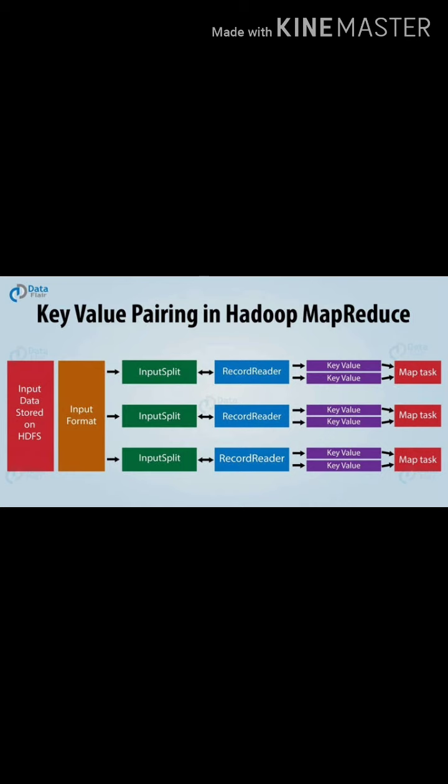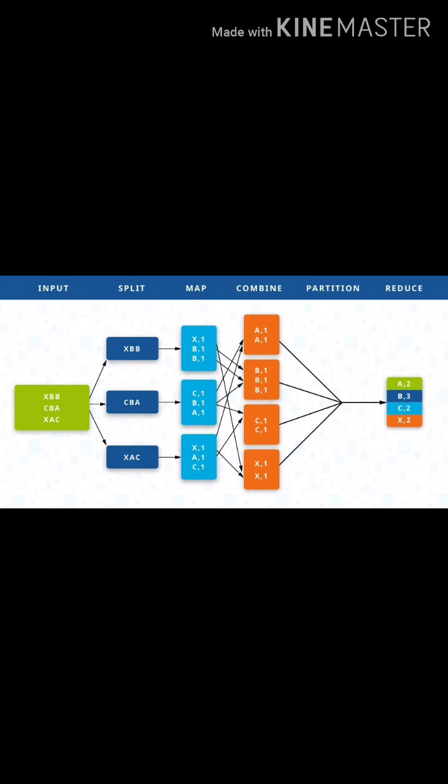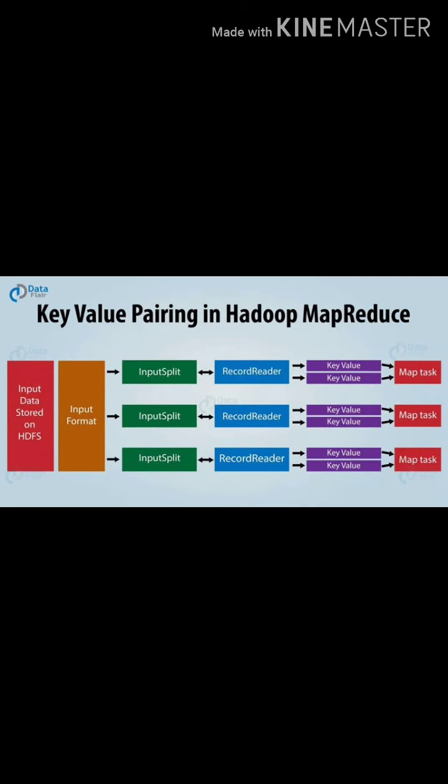The execution of a map task results in writing output to a local disk on the respective node and not to HDFS. The reason for choosing the local disk over HDFS is to avoid the replication which takes place in case of an HDFS store operation.